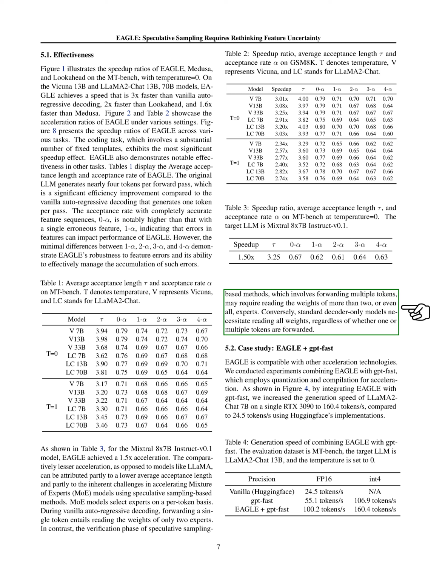Section 5.2 Case Study: Eagle plus GPT Fast. We explored how well Eagle works with other technologies designed to speed up processing. Specifically, we combined Eagle with GPT Fast, a tool that makes things run faster by simplifying data and compiling it more efficiently. Our tests showed that when we used Eagle and GPT Fast together, we could create text with Llama 2 Chat 7B on a single RTX 3090 graphics card at a speed of 160.4 tokens per second. This is a big jump from the 24.5 tokens per second we got using the standard methods provided by Hugging Face.